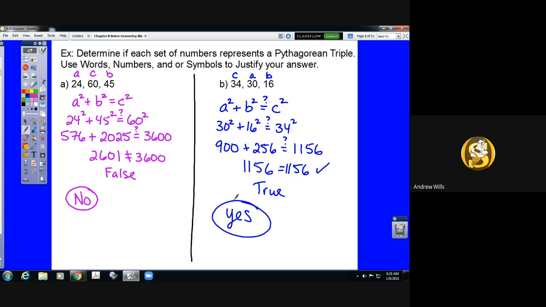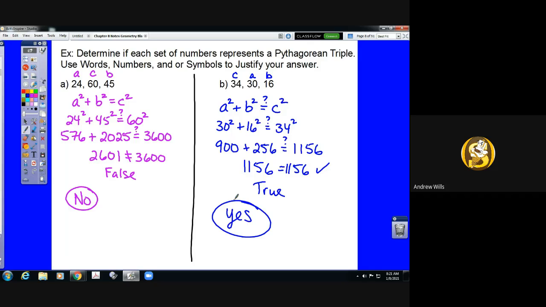So either in the chat or on your camera, we're going to go scale of 1 to 4, 1 being I totally don't get it, and 4, I feel like I don't need to do any more examples of this. I've got it. Where are we at here? Okay, looking good.